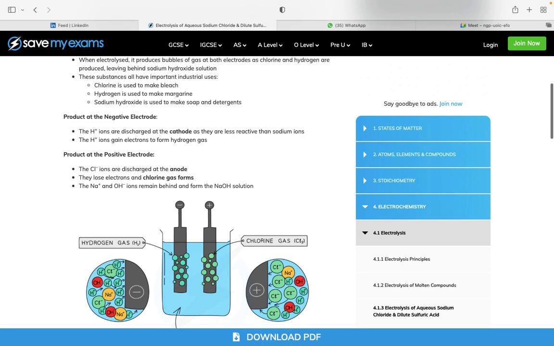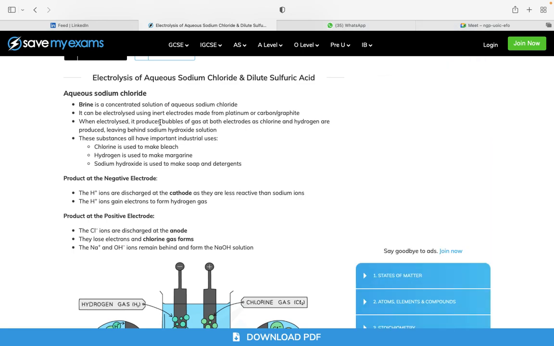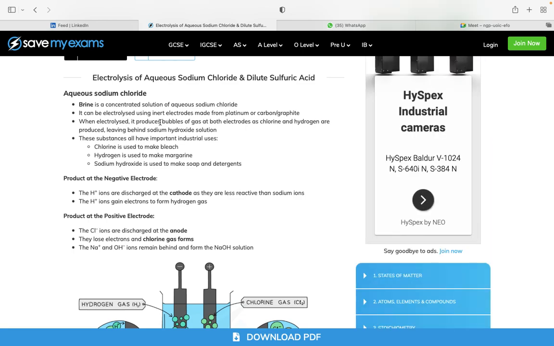But before then, let's take a look at the basic elementary foundations of this concept. Now, brine is a concentrated solution of aqueous sodium chloride. When we say brine, the word brine is a concentrated solution of what? Of sodium chloride, NaCl. That's the symbol of sodium chloride, salt, your table salt. Now, it can be electrolyzed using inert electrodes. Either you use platinum or carbon or graphite. Graphite is an allotrope of carbon.